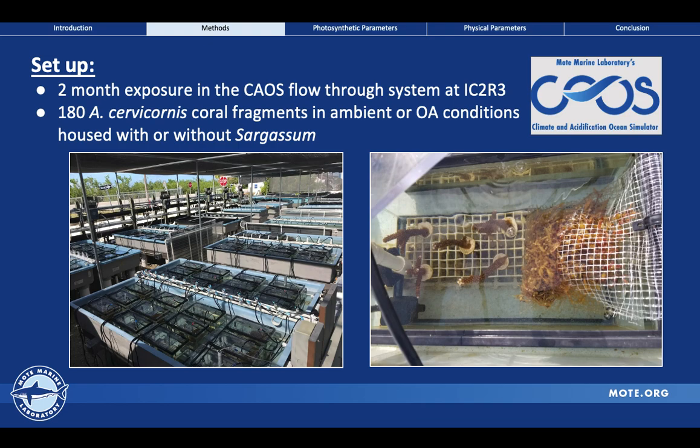The experiment was held in CHAOS. CHAOS is the Climate and Acidification Ocean Simulator, which allowed us to selectively manipulate the water chemistry of our treatment tanks, as you can see here in the photo on the left. And the photo on the right is an overhead view of the sargassum treated tank.